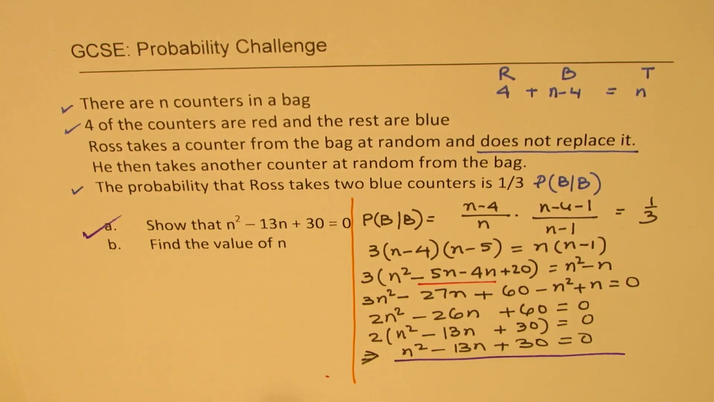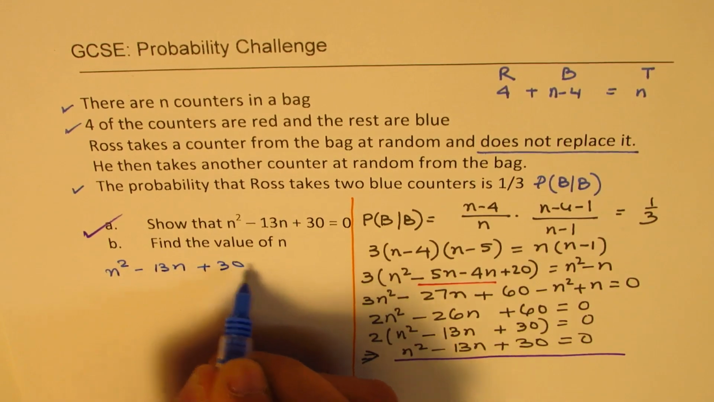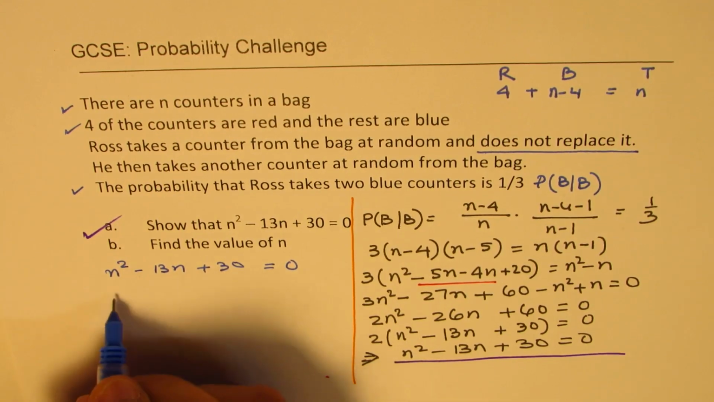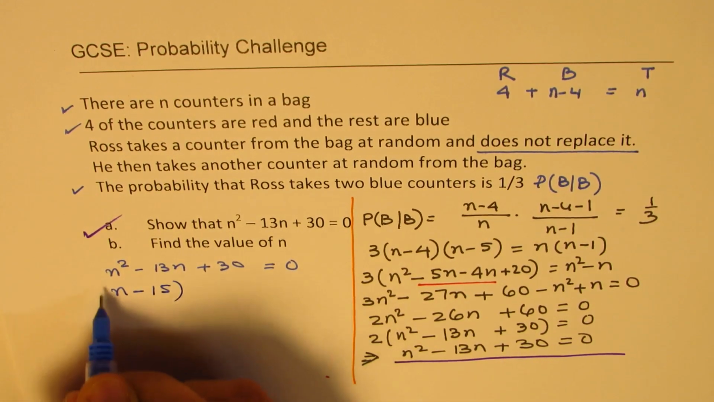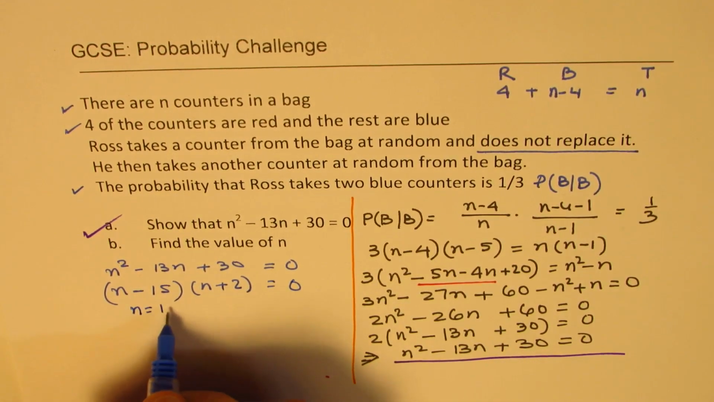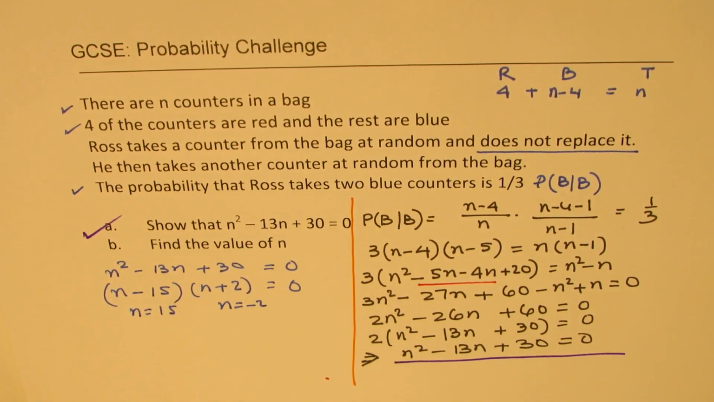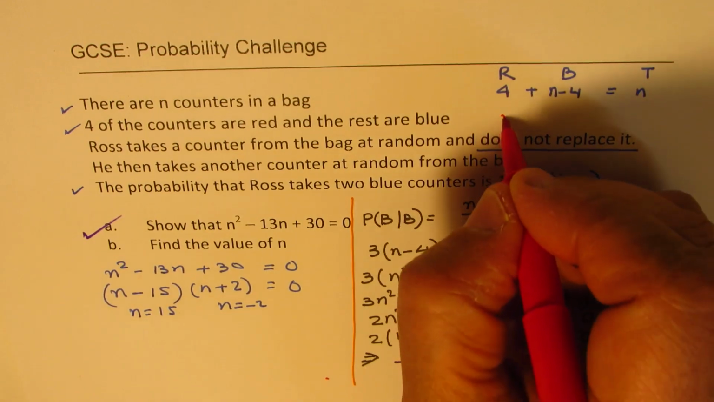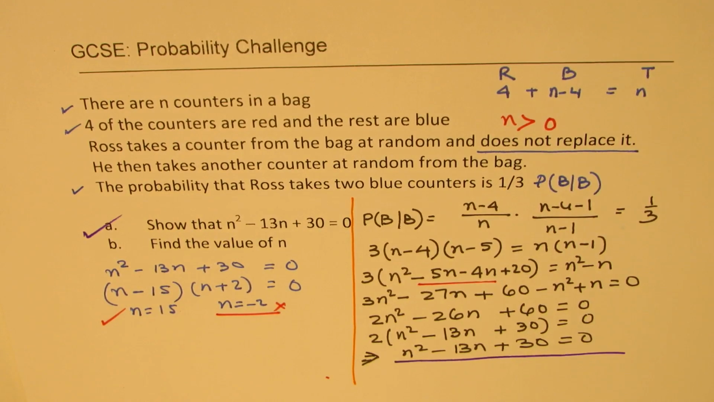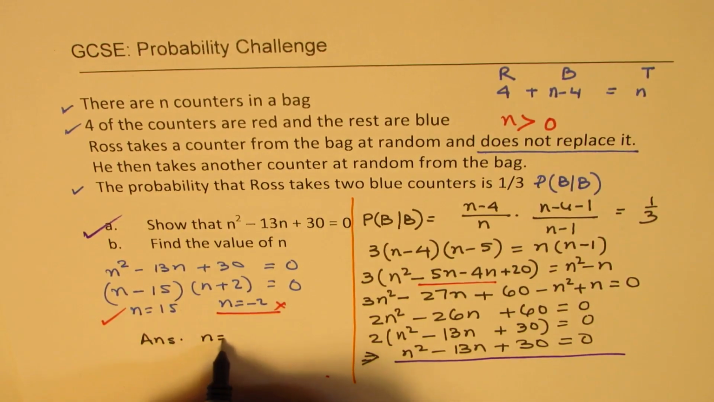Perfect. So let's factor this. So we have the equation n square minus 13n plus 30 equals 0. So we are looking for two numbers. 15 and 2 can work for us, right? So n minus 15 times n minus 2 should be equal to 0. That gives us n equals 15 and also n equals 2. Hmm, actually n equals minus 2 is not valid, right? So we know n is greater than 0, right? So this is not valid, but this is valid. So we get our solution, and the answer here is n equals 15.